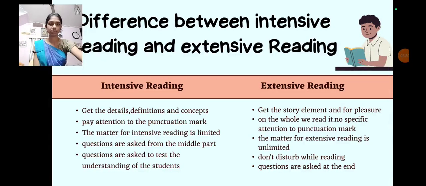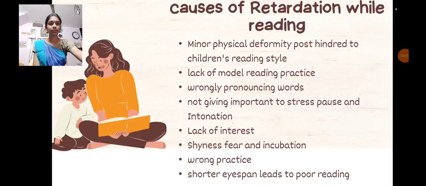In intensive reading, the matter is limited, but the matter for extensive reading is unlimited. Questions are asked from the middle part in intensive reading, but in extensive reading, there is no disturbance while reading. Questions are asked to test the understanding of the students at the end. In intensive reading, questions are asked to test the understanding of the students during reading, but in extensive reading the questions are asked at the end. Then we move on to causes of retardation while reading.